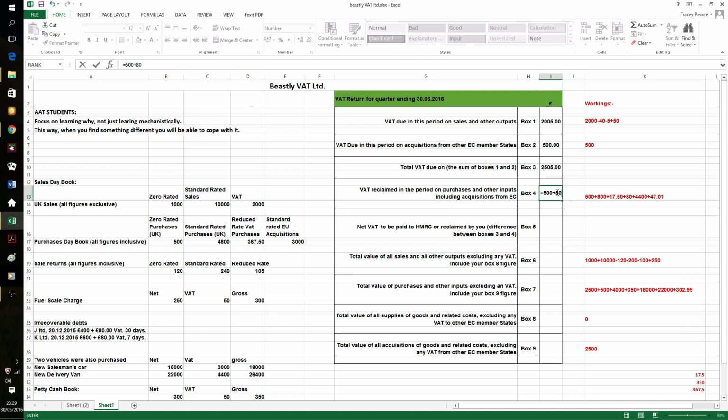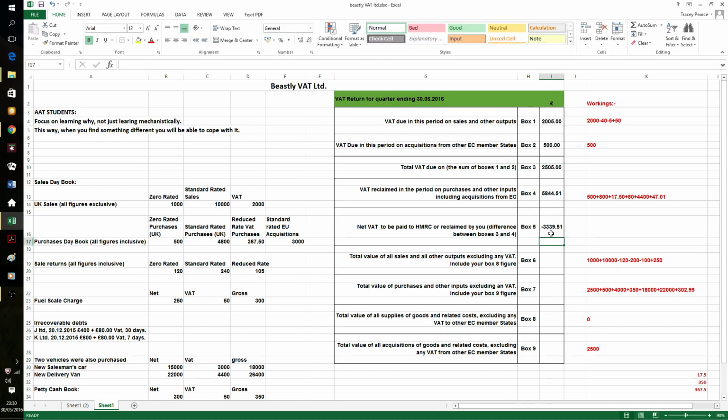So box 4 then, plenty of room for error here. 500 plus 800 plus our 17.50 on the reduced rate plus the £80 bad debt plus 4,400 on the van and our petty cash book. £5,844.51, which is bigger than box 3, which is why when we do 2505, of course a real VAT return would do this for you, we're going to get a negative figure, which means we're actually going to claim £3,339.51 VAT back.